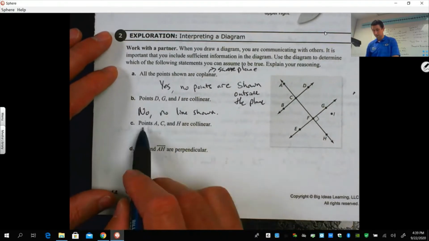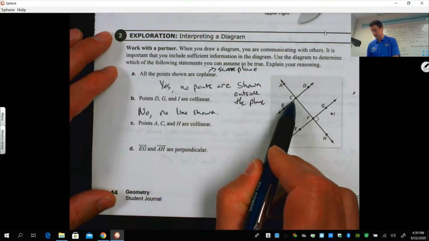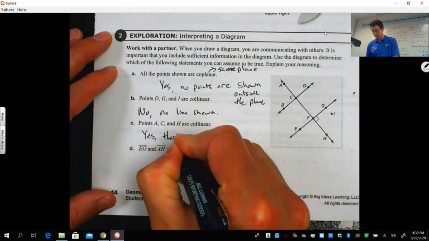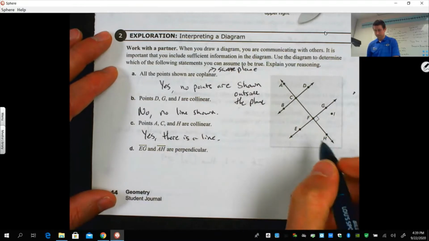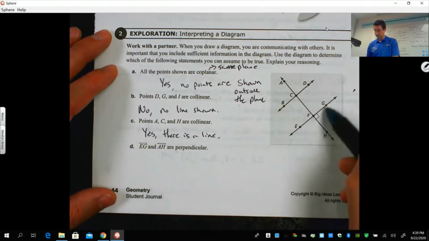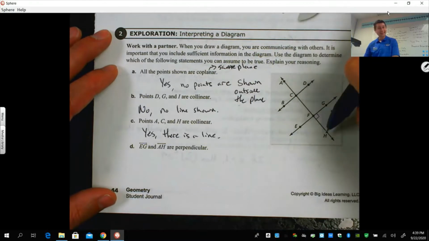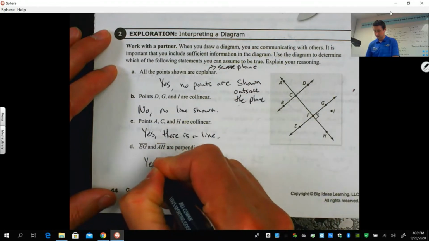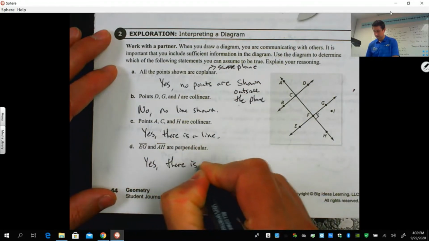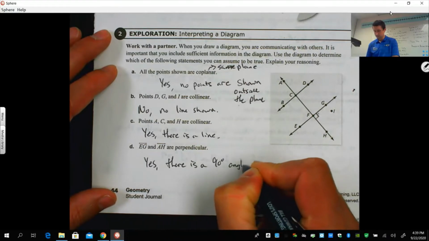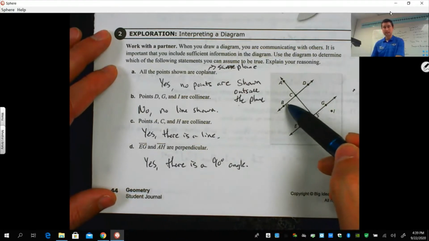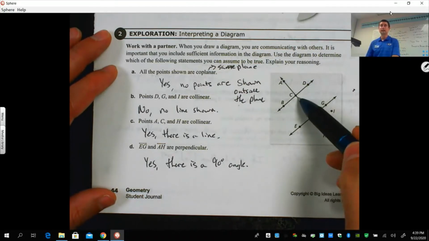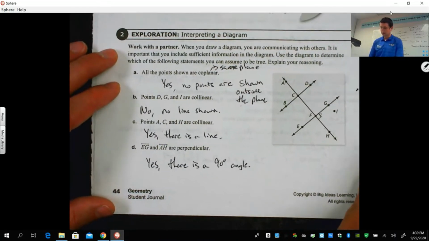But it's 3 here. Points A, C, and H are collinear. Here's A, C, and H. You see they're all on the same line. Yes. There is a line. Can we assume line EG, right here, and line AH are perpendicular? So EG and AH, there's a 90-degree angle, so yes, we can assume that. We would not be able to assume that line BD and line AH are perpendicular. Okay? They may look like it, or it could be 89.8 degrees. It could be really close, but they have not stated that.